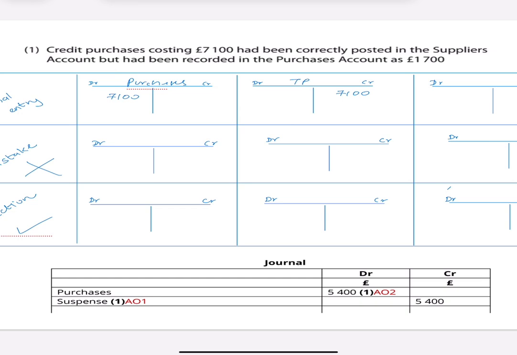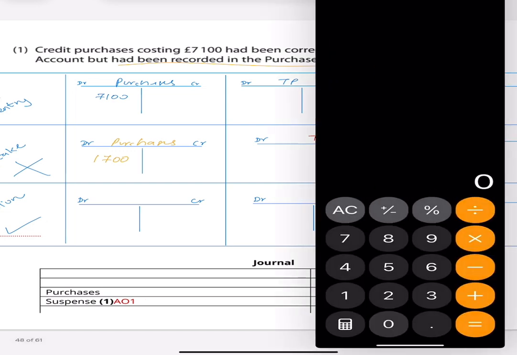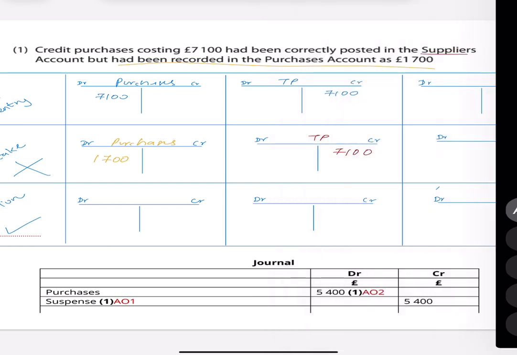Now what was the error? It has been correctly posted in the supplier account. That means in the trade payable account it's correctly entered. However, it has been recorded as 1,700 in the purchases account. So in the purchases account, it debited 1,700 instead of 7,100. Therefore, it's been understated. So 7,100 take away 1,700 should give 5,400.